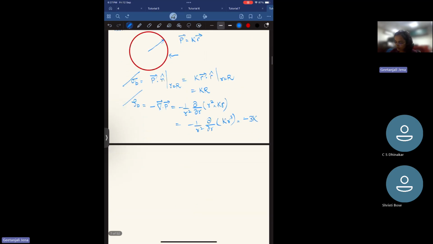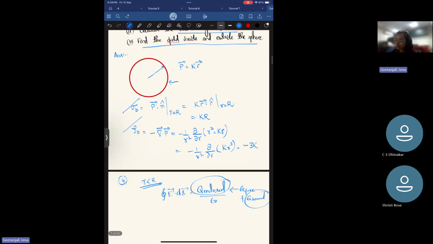For the field, let's say we are trying to find it in the region r less than R. For that, you can use the Gauss law. So E dot dS is Q enclosed by epsilon naught. Here Q enclosed is the total charge, the bound charge or free charge. But because the free charge information is not given to us, we can take this as Q bound.